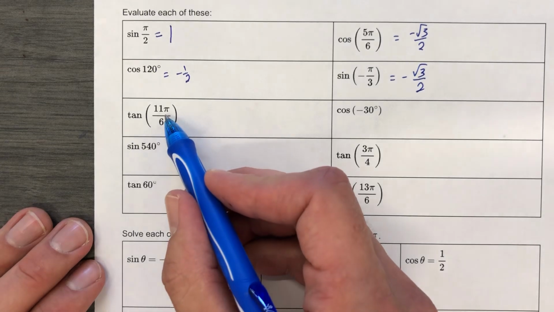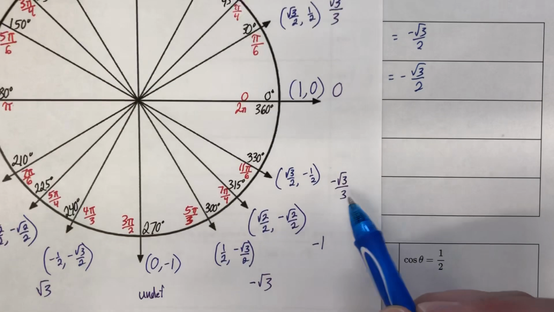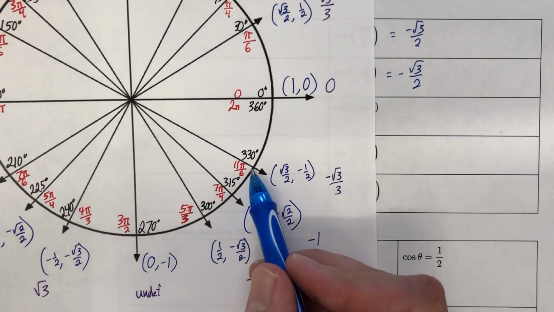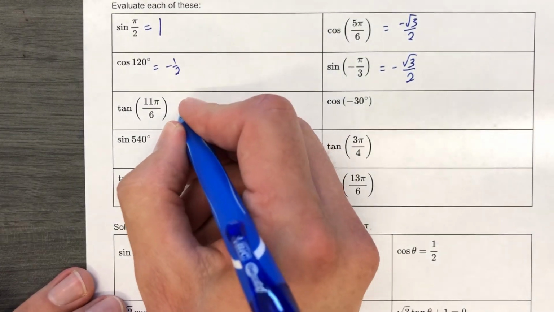Okay, tangent now of 11 pi over 6. Tangent is neither x nor y. It is y divided by x. We wrote it on ours in purple. 11 pi over 6 is negative square root of 3 over 3 when we're talking about tangent.